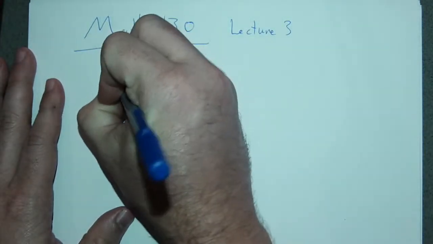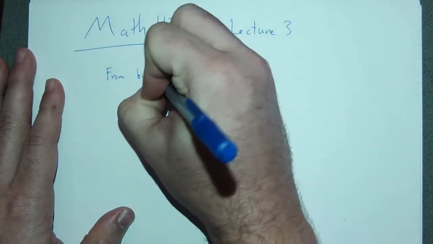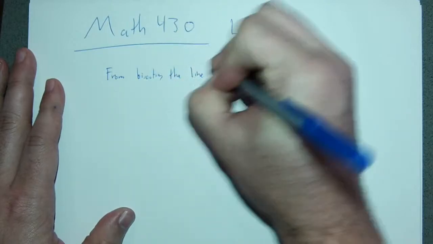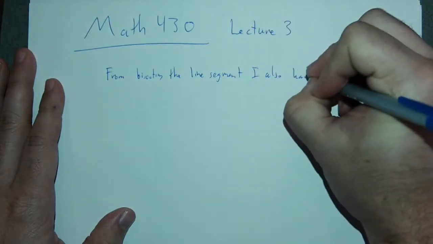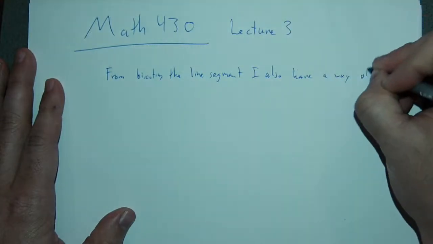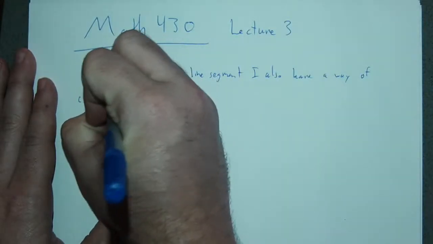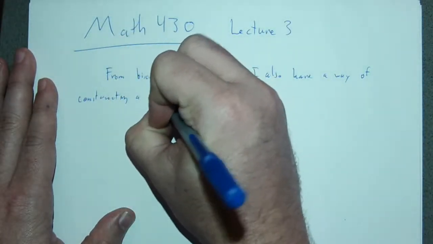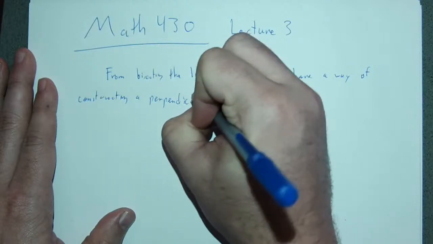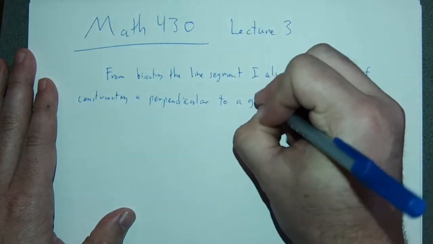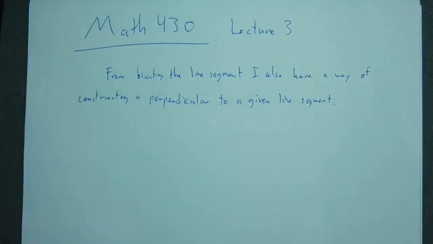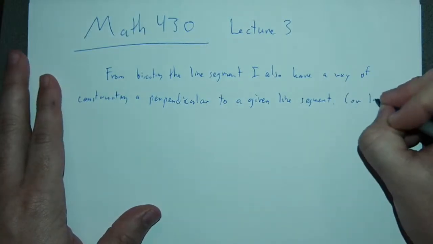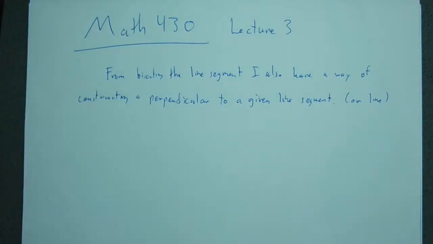So from bisecting the line segment, I also have a way of constructing a perpendicular to a given line segment, or a given line. I can actually do this for a line. I don't need to refer to the length.